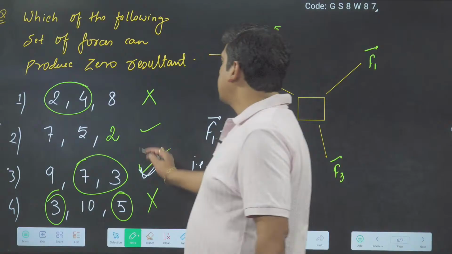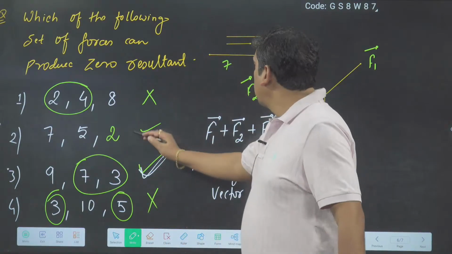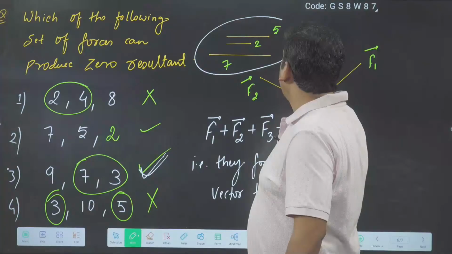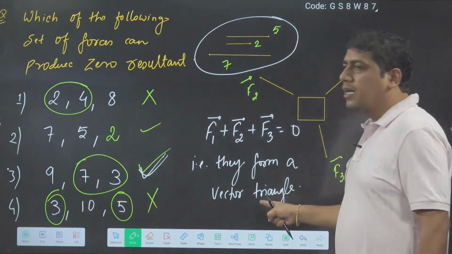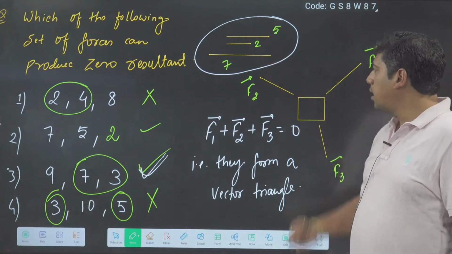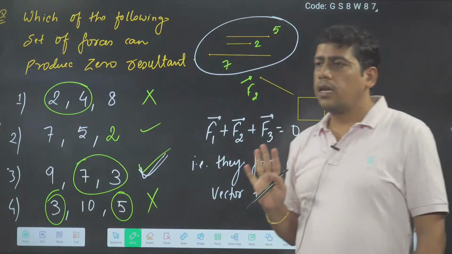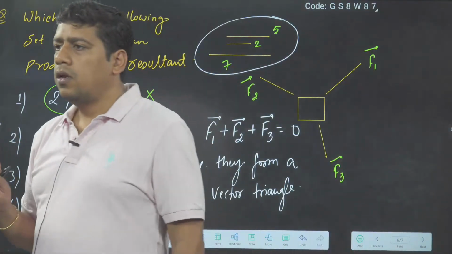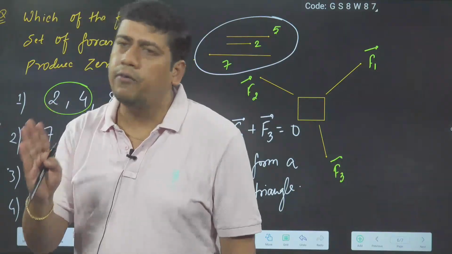Okay? This is an exception, because in this case also net force can be 0. This is not the only criteria for net force 0. In this case also net force can be 0. So either they should be like this or they must form a triangle. So if zero resultant is asked, then both 2 and 3 will be the correct answer.